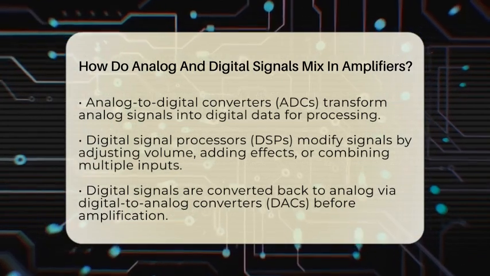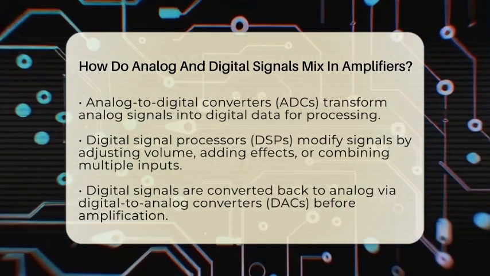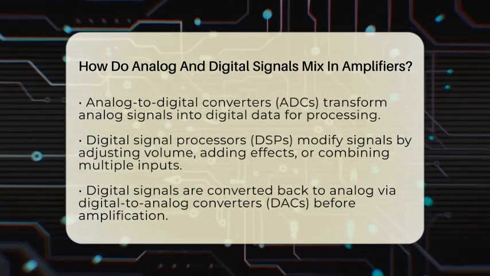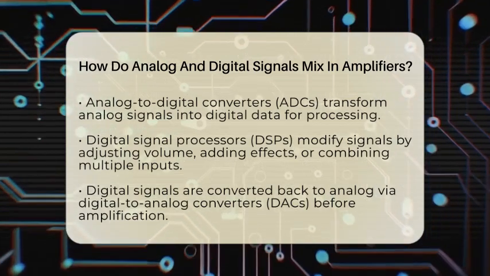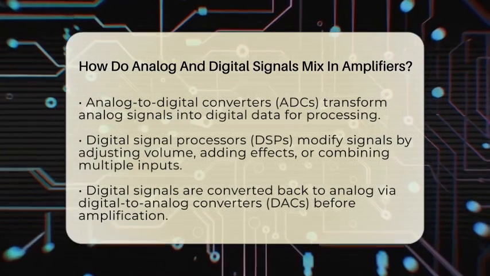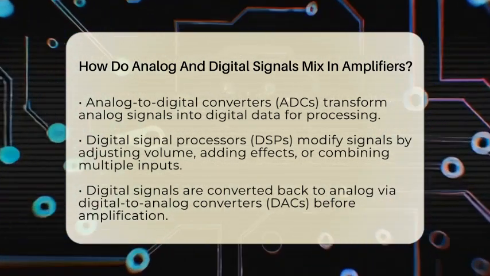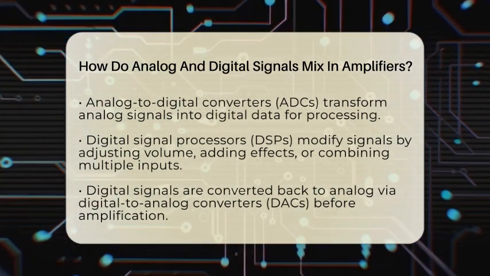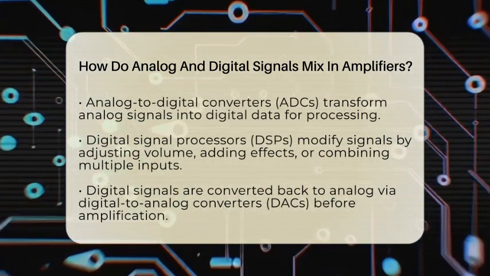Once in digital form, the signals can be mixed, filtered, or adjusted within the digital domain. Digital signal processors can do things like change volume, add effects, or combine multiple signals into one. This is similar to editing a photo on your computer before printing it out.